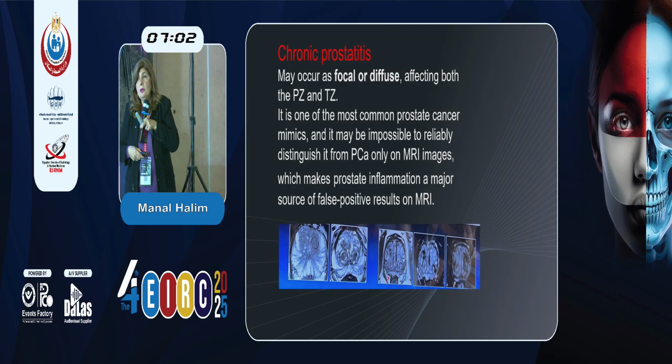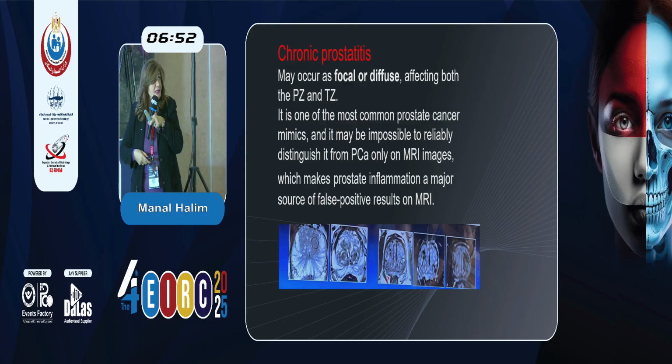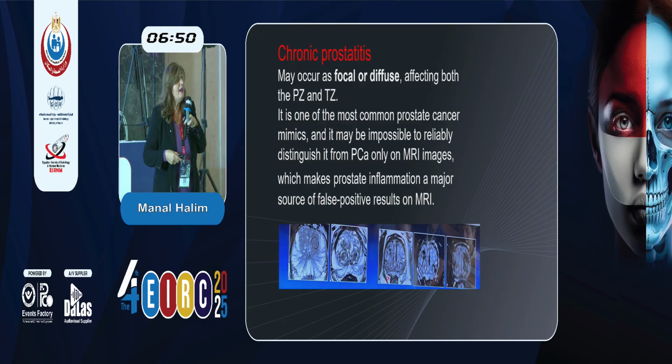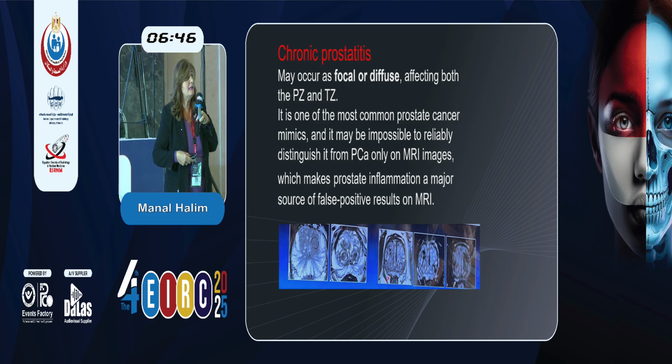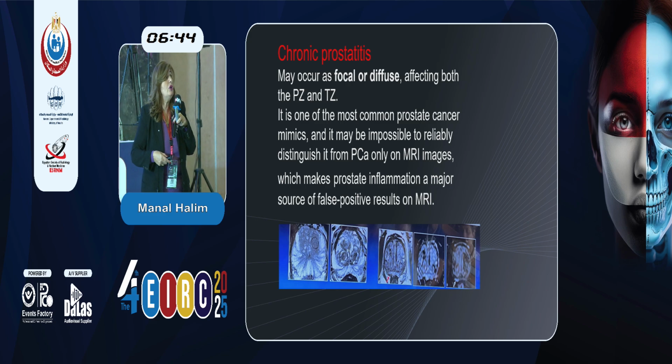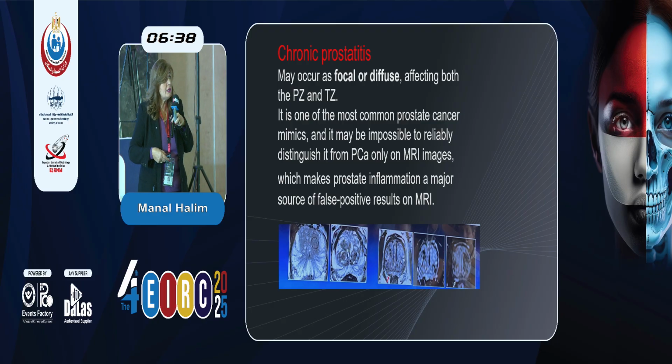The most important mimicker is chronic prostatitis, or prostatitis. Prostatitis appears as acute, chronic, or even granulomatous. It can happen as diffuse or focal lesions, and may occur affecting both the peripheral zone and transitional zone. It's one of the most common prostate cancer mimics, and it may be impossible to reliably distinguish from cancer on MRI alone, which makes prostate inflammation a major source of false positive results on MRI.